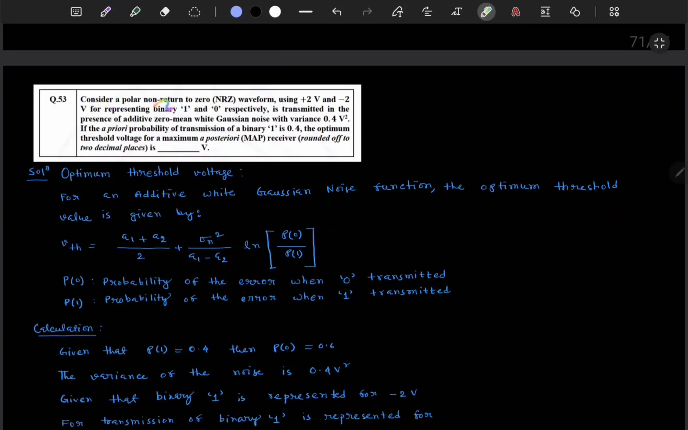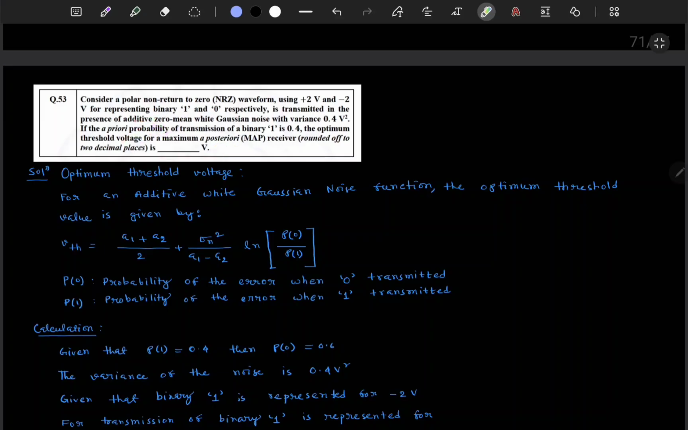Consider a polar non-return to zero waveform using plus 2 volt and minus 2 volt for representing binary 1 and 0 respectively. It is transmitted in the presence of additive zero mean white Gaussian noise with variance 0.4 square. The a priori probability of transmission of a binary 1 is 0.4. The optimum threshold voltage for maximum a posteriori receiver is dash volt.